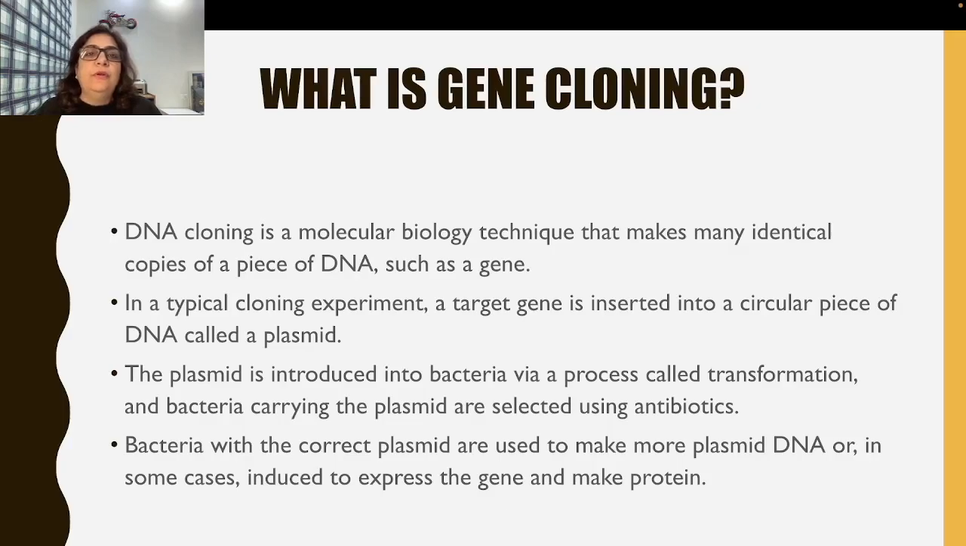Now, first of all, we should know what is gene cloning. DNA cloning is a molecular biology technique that makes many identical copies of a piece of DNA such as a gene. In a typical cloning experiment, a target gene is inserted into a circular piece of DNA called plasmid. Now, recombinant DNA means when we combine the DNA from two different sources.